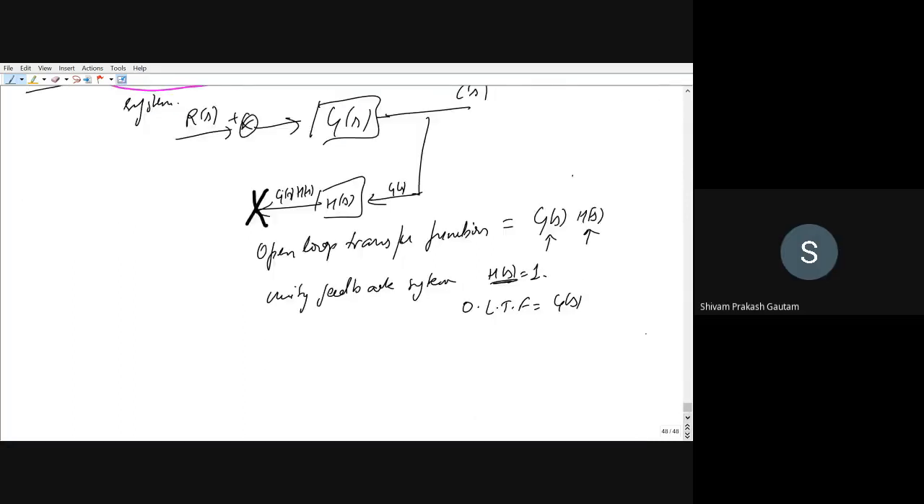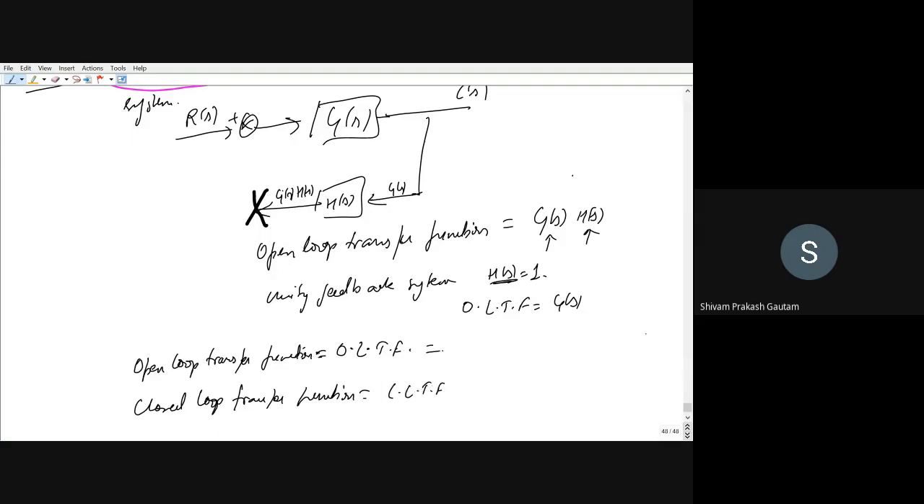So again, there are two transfer functions. The first one is the open loop transfer function, which you can abbreviate as OLTF. And then there is the closed loop transfer function, abbreviated as CLTF. Open loop transfer function we have just seen. What is open loop transfer function? That is G of S into H of S. Why? Because you can see here that the path is broken. So that is why we are calling it an open loop transfer function.